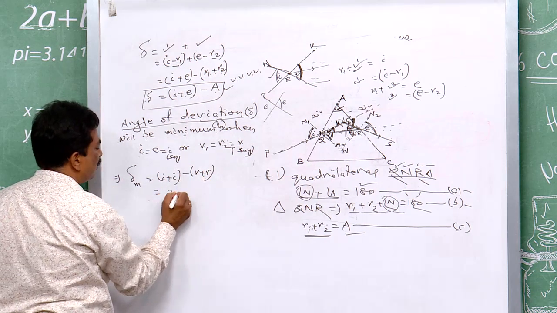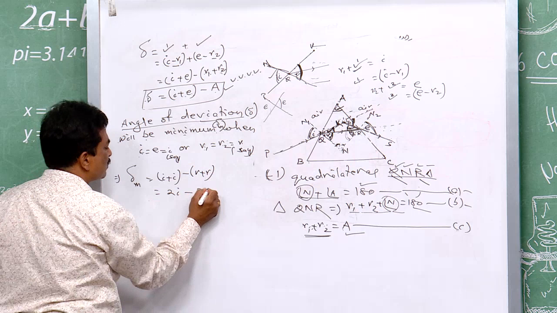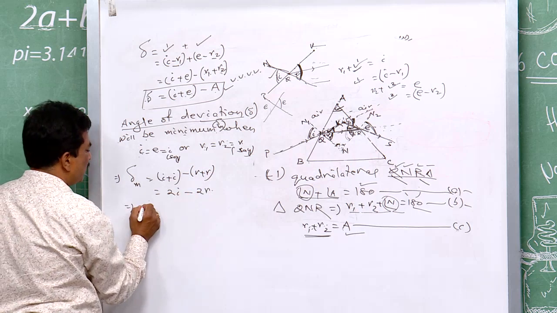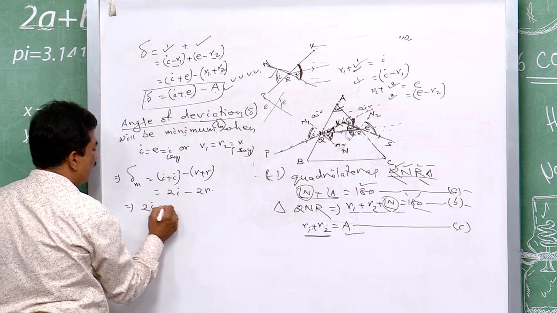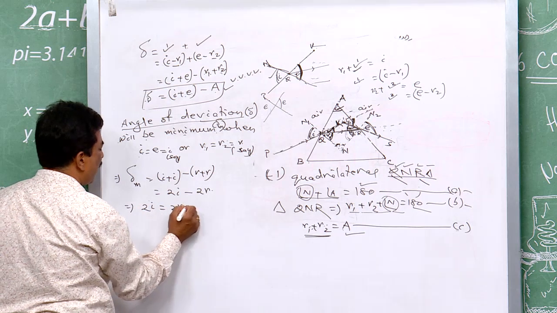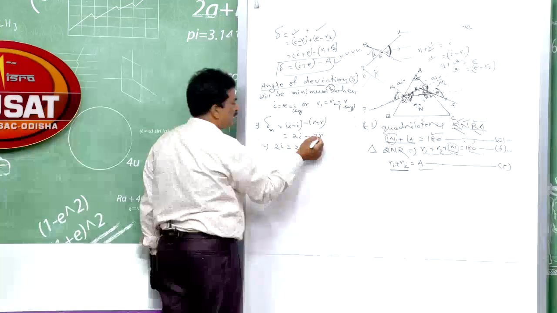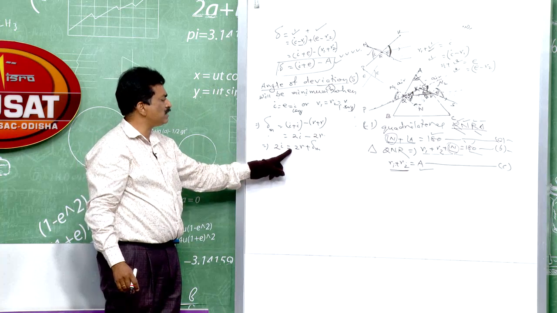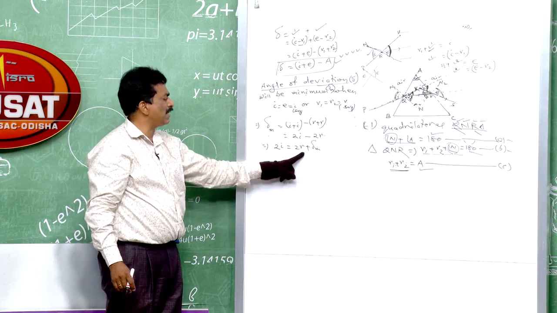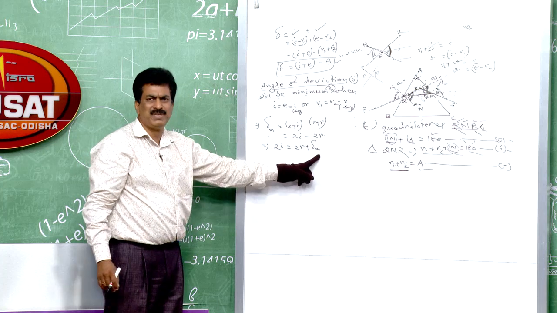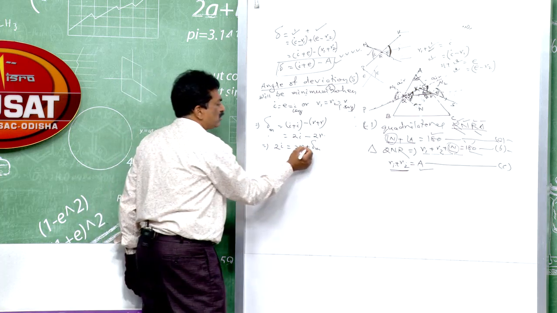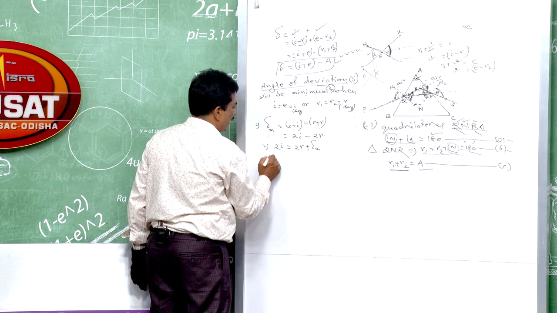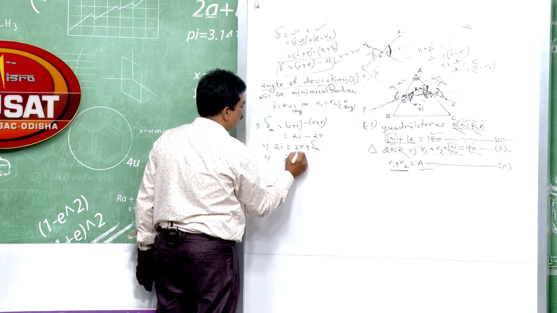So that is equal to 2I minus 2R, which implies 2I is equal to 2R plus delta M. This minus 2R came to this side, 2I remains. So 2I is equal to minus 2R come to this side, that is equal to plus 2R and delta M is equal to delta M. So 2I is equal to 2R plus delta M.